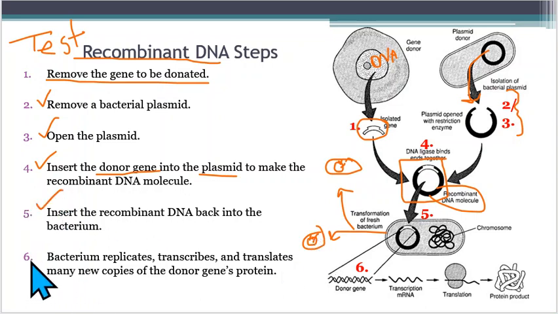That's step five. So the last step then is the bacterium replicating, transcribing the protein or the DNA and translating it into a new protein. So make sure you know these steps in this order because you'll see these on a test.